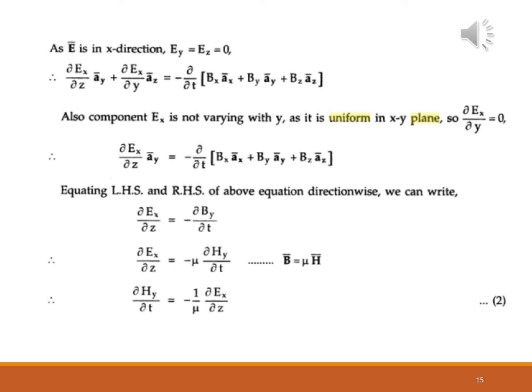And then like in the previous case, I'm comparing the coefficients of Ay on the left hand side and the right hand side. So from that, I'll get the expression as shown. And then in the expression, B_y is substituted as mu into H. Okay, so from this, I can write equation 2: dou Hy by dou t is equal to minus 1 by mu dou Ex by dou z. So I have equation 1 which I obtained earlier and then equation 2 I've got now.